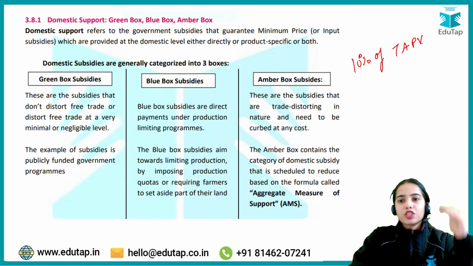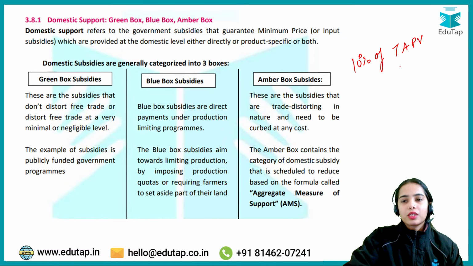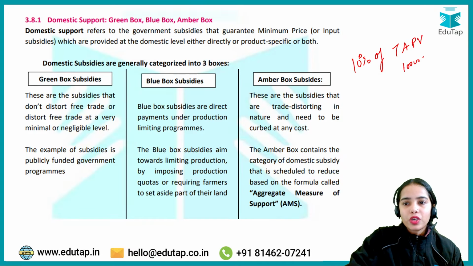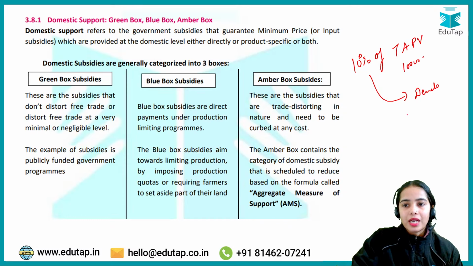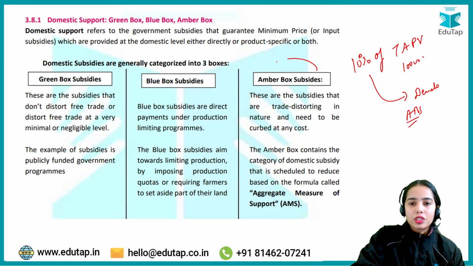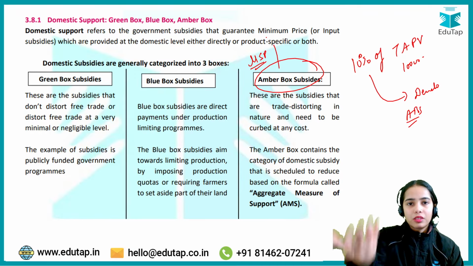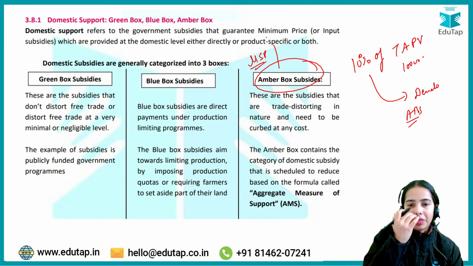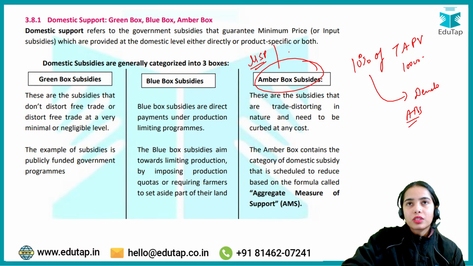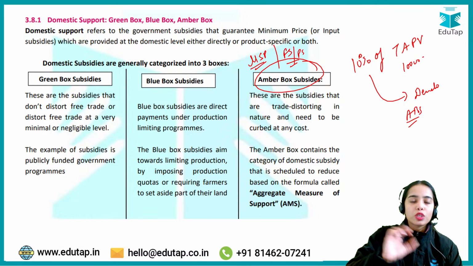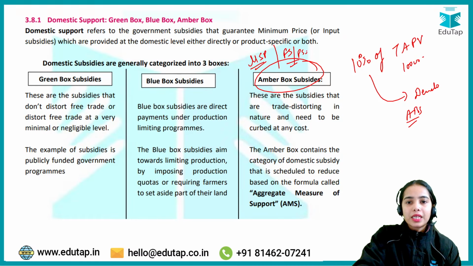So if total agricultural production value is 100 crore, then 10% of that, that is 10 crore, is allowed for the developing nations as amber box subsidy, which is trade distorting, like the minimum support price, which is changing the price in the international market. Or the fertilizer subsidies or pesticide subsidies that are provided also change the price of the product. So these kinds of subsidies come under amber box subsidies.